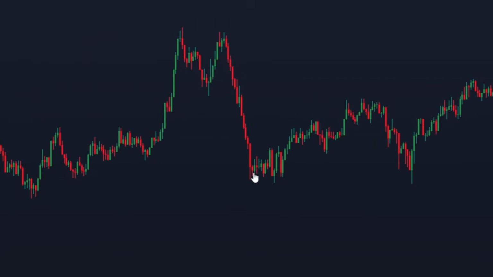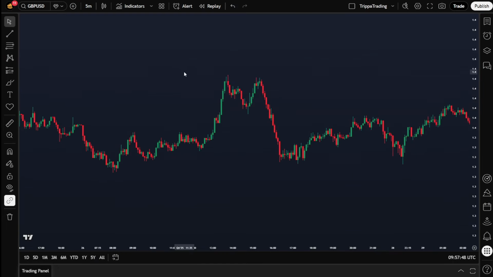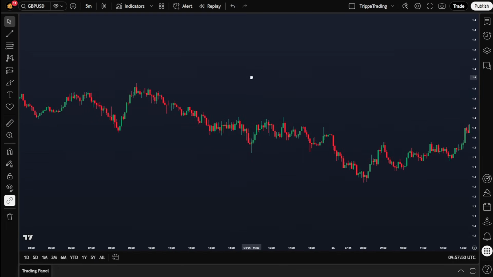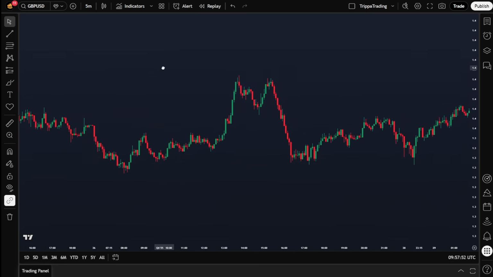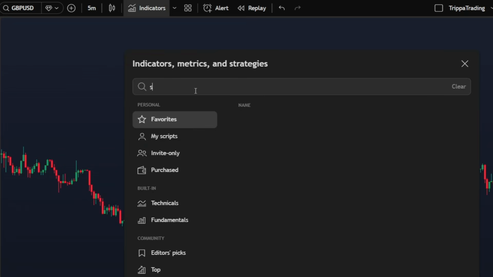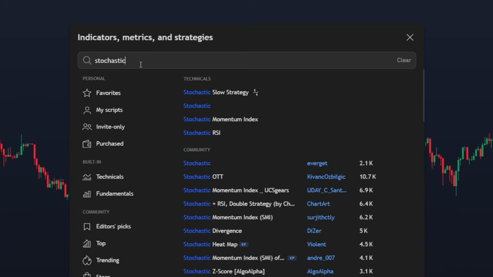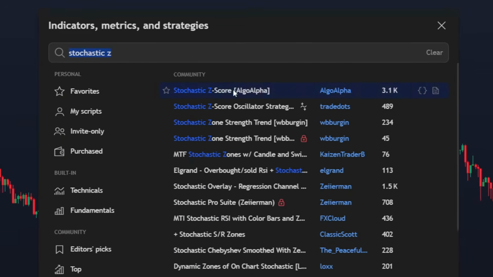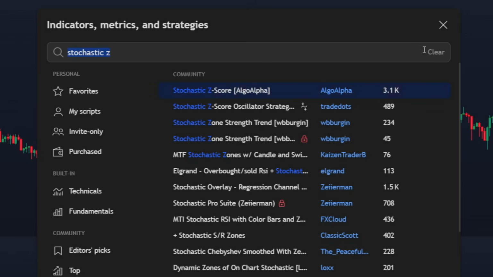So once you're on TradingView, for this video I'm using GBPUSD on the 5-minute chart because this pair moves fast and overextensions show up clearly, but you can use the same logic on any market or time frame. So you also switch to the 5-minute chart and then click Indicators. Search for Stochastic Z-Score by AlgoAlpha and add it to your chart.